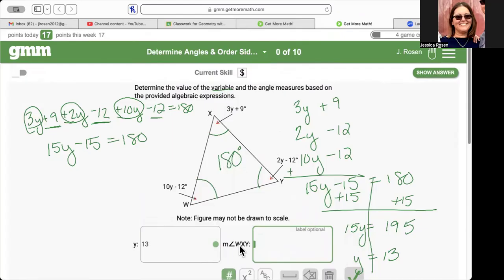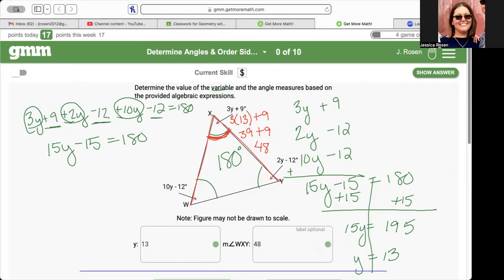Then it wants us to know the measure of angle WXY, because remember that's what that means. So let me change my color here since we're moving to the next question. It wants to know the measure of WXY. So it wants this angle right here, which means all we're going to do is substitute in for y. We said y is 13. And then that's going to get me 39 plus 9. And 39 plus 9 is 48. So the measure of that angle is 48 degrees. And there's our answer.